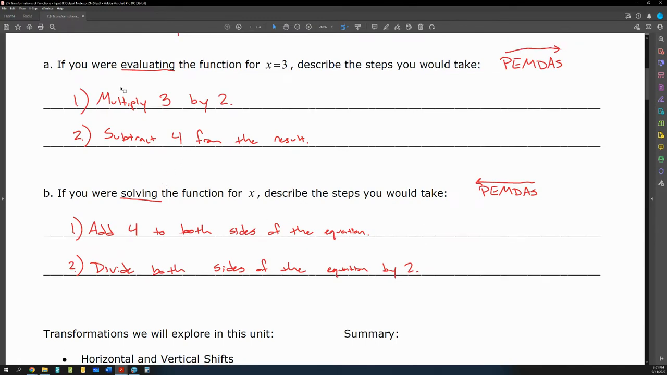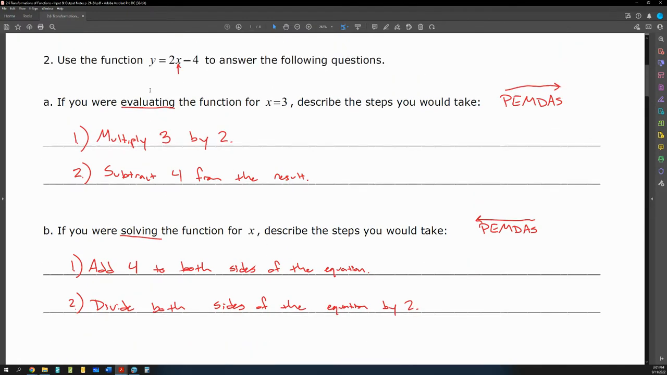So I just wanted to do a quick summary of evaluating a function and getting the function outputs, or solving for the input of the function. This order of operations, when evaluating, we're always going to do in PEMDAS order, and then in solving, we're always going to do in reverse PEMDAS.